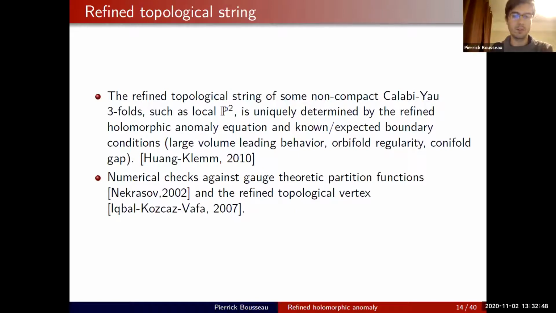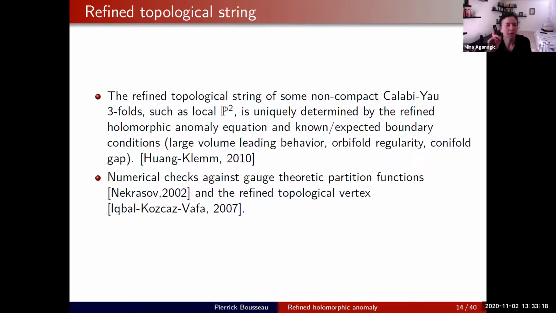So is it the one coming from gauge theoretic partition functions or the refined topological vertex? There are various ways to compute the refined topological string, and you can check that the answer you get from the refined holomorphic anomaly equation and what you get from this other answer agree numerically when you compute explicitly the low order terms, which tends to make you believe that the refined holomorphic anomaly equation is indeed correct.